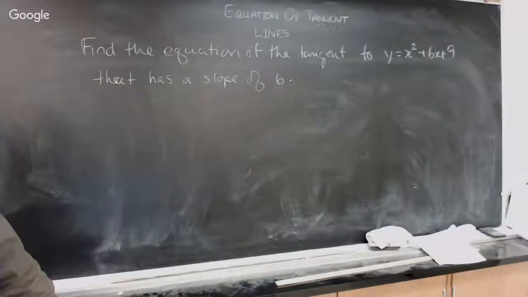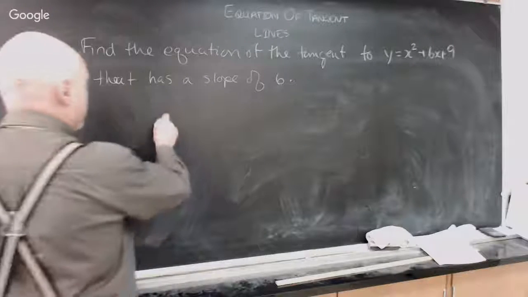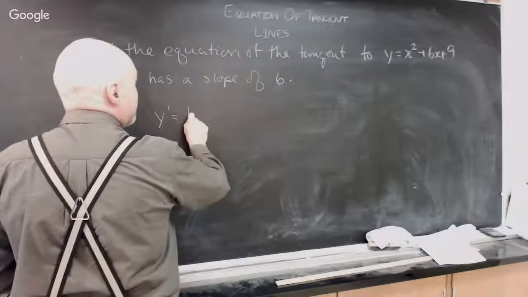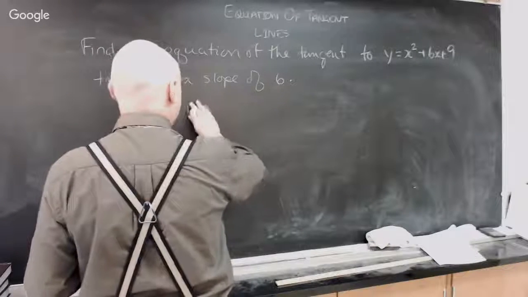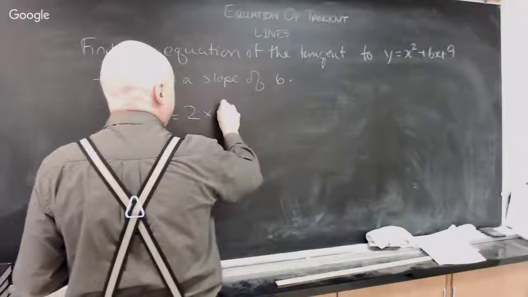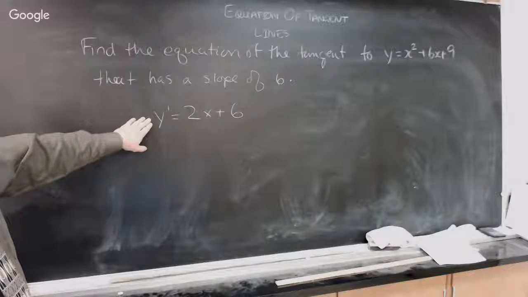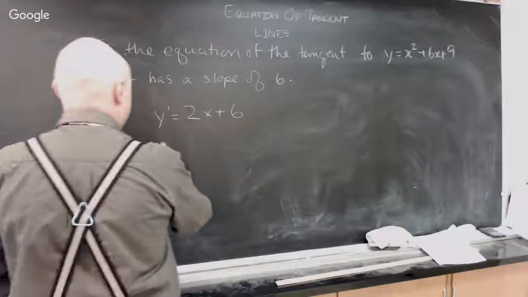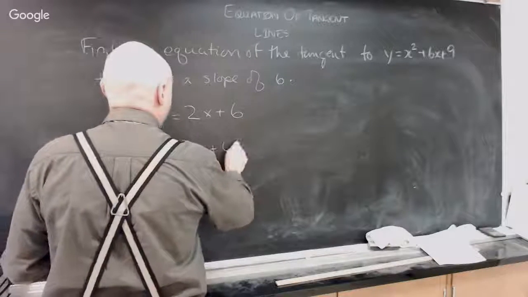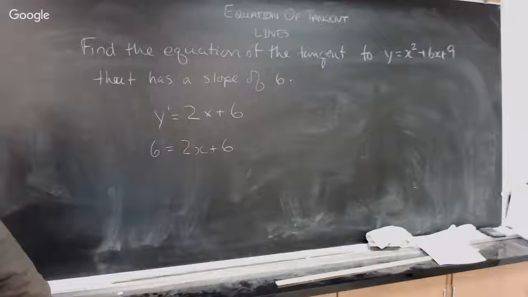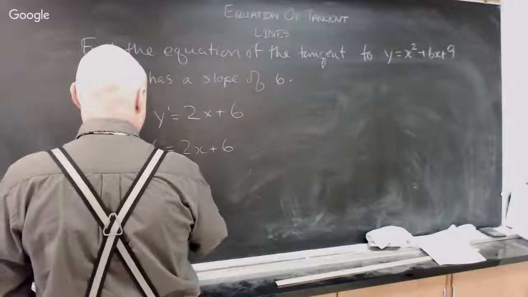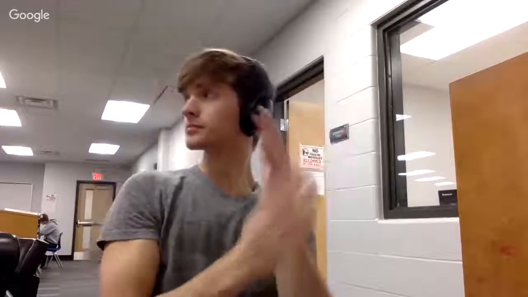And so without further ado, we'll proceed to the derivative to see if we can figure something out from there. So y prime equals 2x plus 6. So this is going to be my slope right there. So 6 equals 2x plus 6. And now all I have to do is solve for x, which is 0.